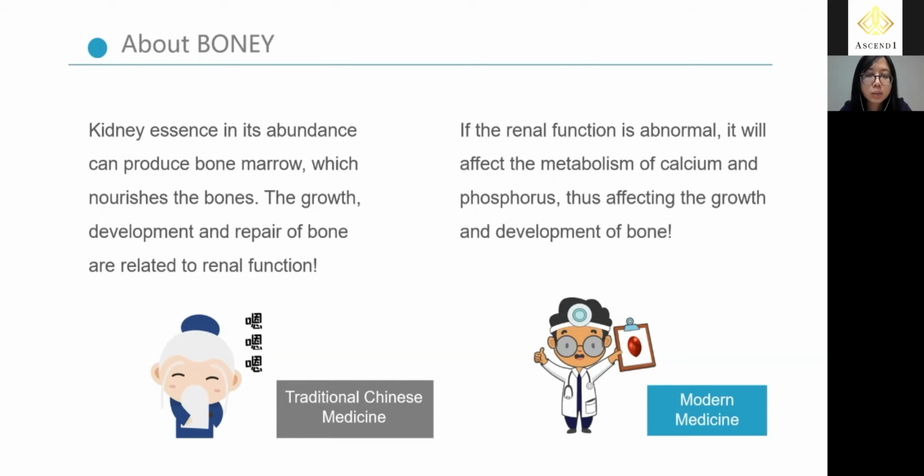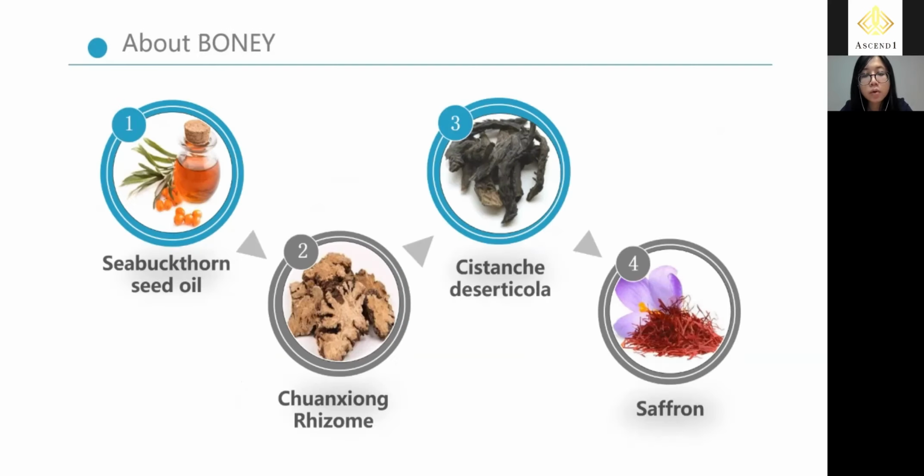But there is still a similarity: kidney and bone health are closely related as well. So Boney, right? There are 4 main ingredients in Boney. First is the Cibacton seed oil, and the second is the Transhuman rhizome. The third one is the Substantia discerticola, and the fourth one is the saffron.